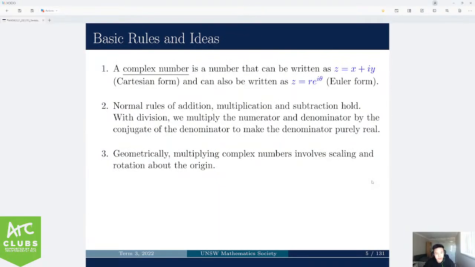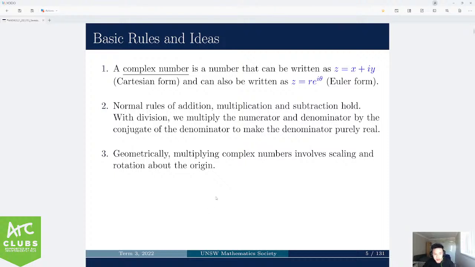Okay, so a bit of some basic rules. This is just from Math 1A. Firstly, a complex number is a number that can be written as z equals x plus iy, the Cartesian form, or z equals r e to the power i theta, and that's your Euler form. So one form uses your x and y coordinates, whereas the other form uses your modulus and argument. Normal rules of addition, multiplication, subtraction, and division all carry over from the real numbers.